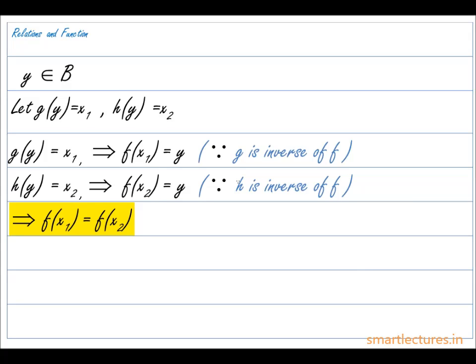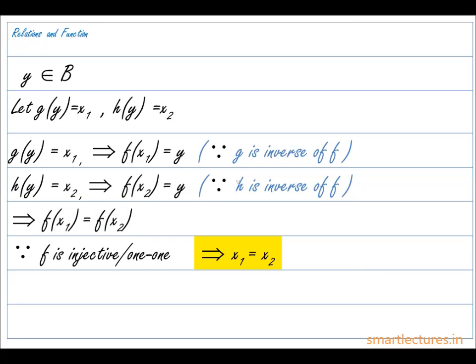Now f is a bijection, which means it is also a one-to-one function. And in case of a one-to-one function, you know it very well that if f of x1 is equal to f of x2, then that also means x1 is equal to x2. So now we have x1 is equal to x2, but x1 is equal to g of y and x2 is equal to h of y. So we can write g of y is equal to h of y. And that's what we wanted to prove.